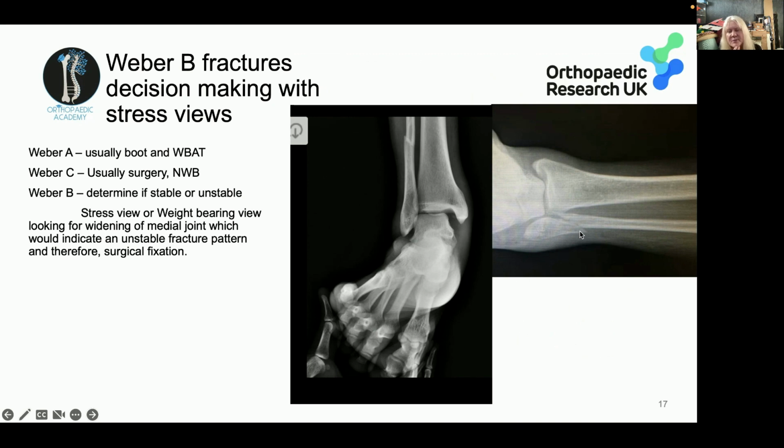This is a different type of stress view. In this one, you put the patient on their side and you let gravity hold to see whether the talus drops with the distal end of the fibula. And if it does, you'll have increased opening on this side. And I'd say this one's not too bad. I don't think there's a lot of opening on that side. It hasn't moved a lot. So I'd say this one is probably stable.